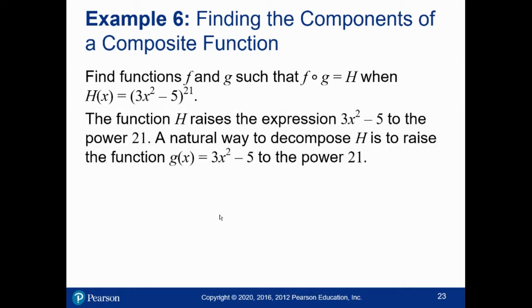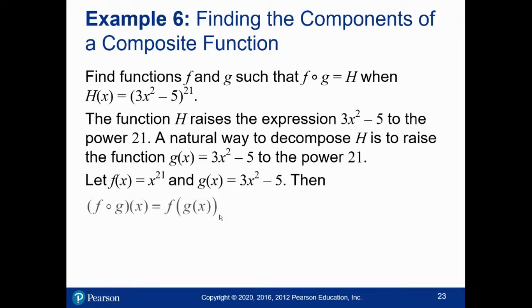The most straightforward way is that the function h has an inner piece of 3x squared minus 5, and then it raises all of that to the 21st. So g of x is 3x squared minus 5, and f of x is x to the 21st. You take g of x, 3x squared minus 5, and plug it into f of x, which raises the input to the 21st. So overall, you get exactly what we wanted. I would point out this is not the only solution.